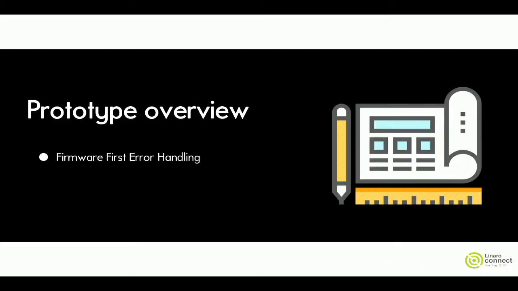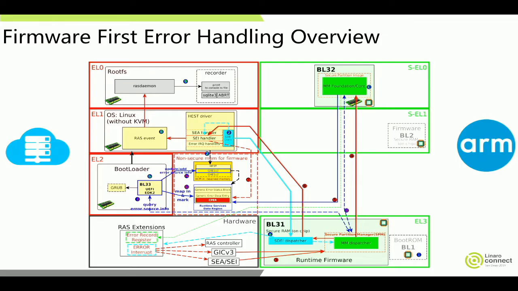So I will show you some prototypes. So I already described all the components we will use in firmware in the RAS area, in RAS function. So let's put all the things together and list the firmware first error handling overview. It's more complicated than the first picture, yes, but we can separate this picture into two different time slots.